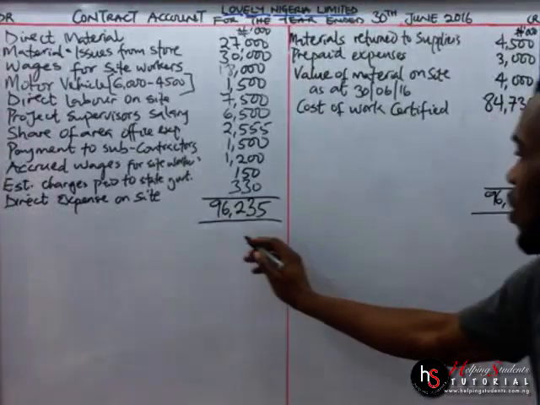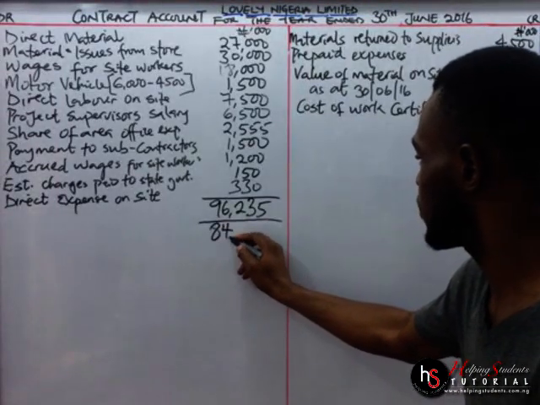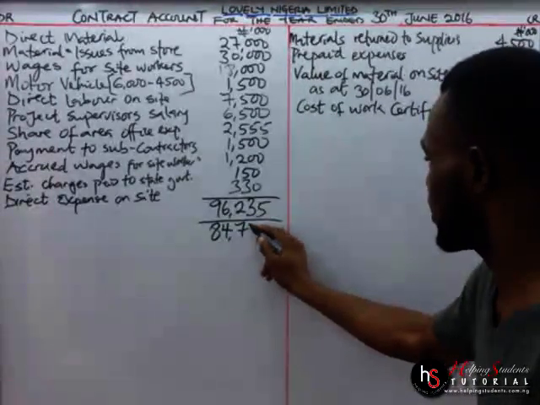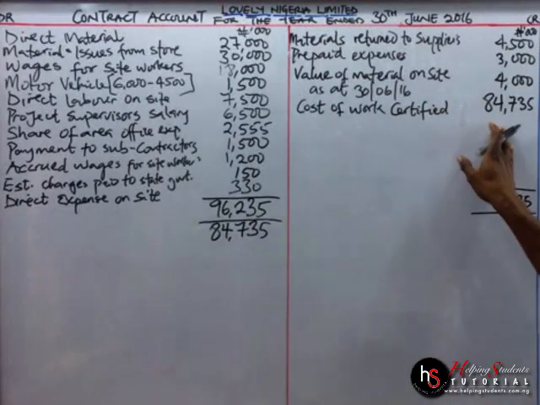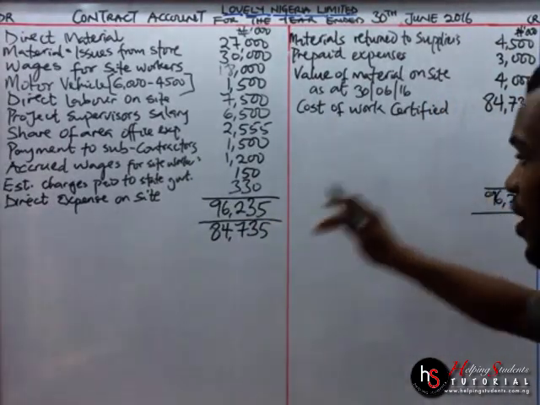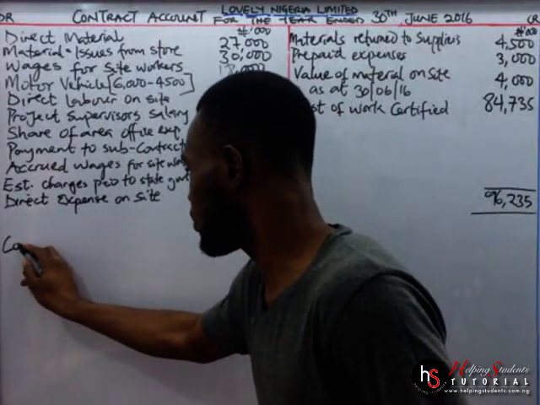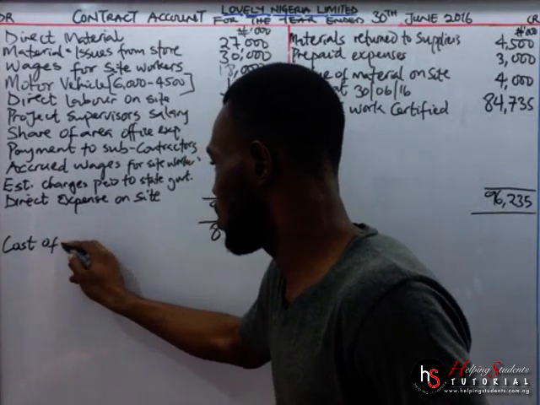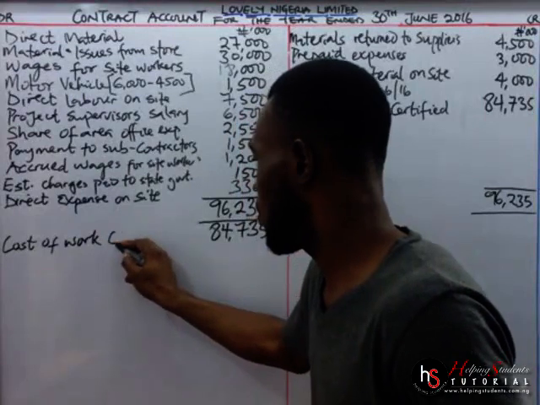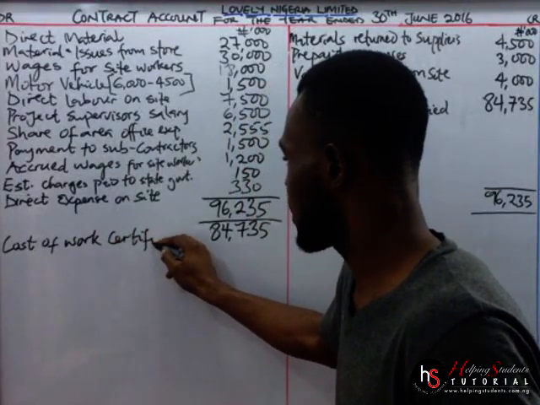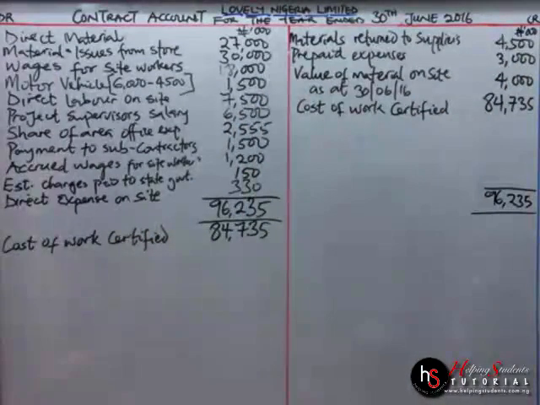And how much is it? We have 84,735. And what does it represent? The cost of work certified. So we'll write it again. Cost of work certified. All right? Up to this extent, I believe you all understand what I'm doing.